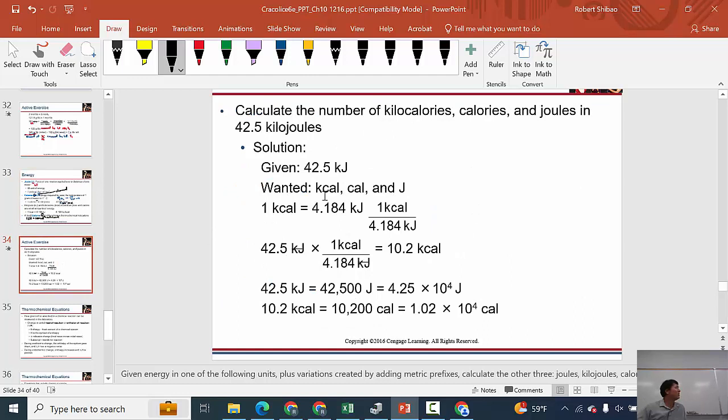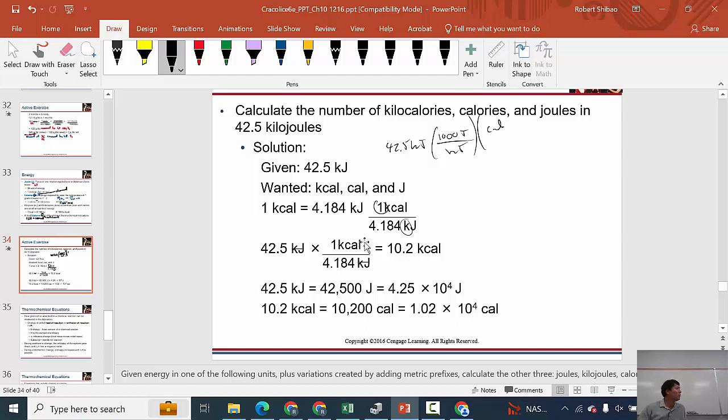So we can just do conversions. These are just converting 42.5 kilojoules into kilocalories, calories, and joules. The easiest would be to calculate calories. I don't like these conversion factors that he has here. What I would have done is I would have just done 42.5 kilojoules and then convert that to joules. There are 1,000 joules per kilojoule. And then convert that to calories.